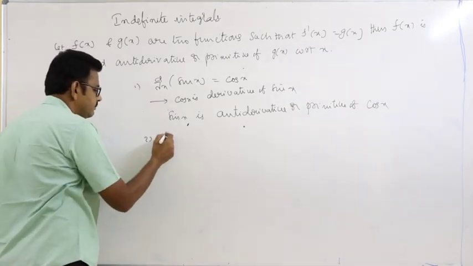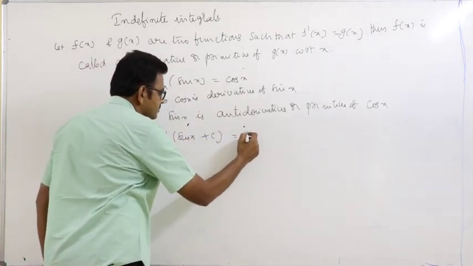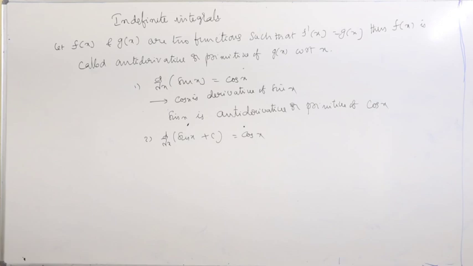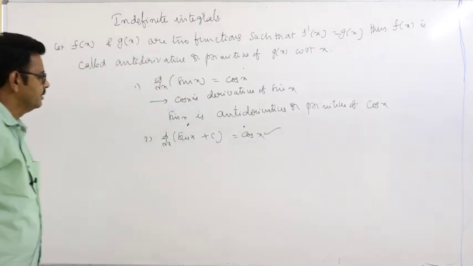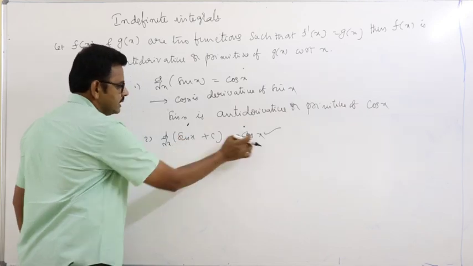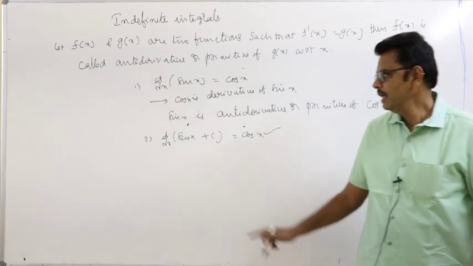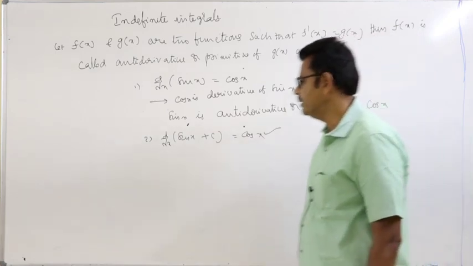Also derivative of sin x plus some constant is also equal to cos x. Here cos x is called derivative of sin x, because the derivative of sin x is cos x, and derivative of constant is 0. So cos x is derivative of sin x, and sin x plus c is antiderivative or a primitive of cos x.